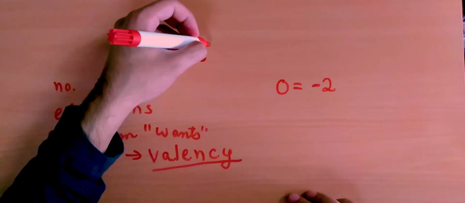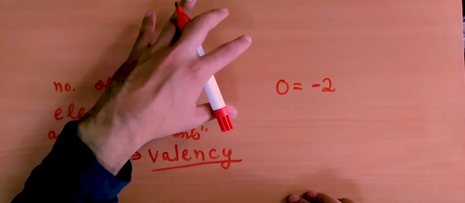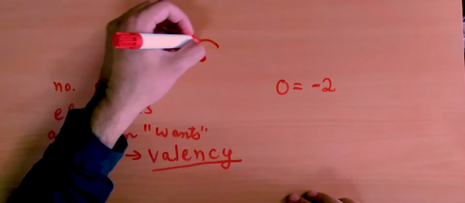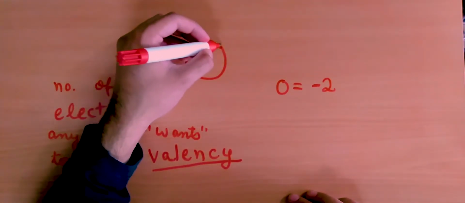Now those 11 electrons are distributed in all its various shells. So this is the first shell of sodium, which has 2 electrons.